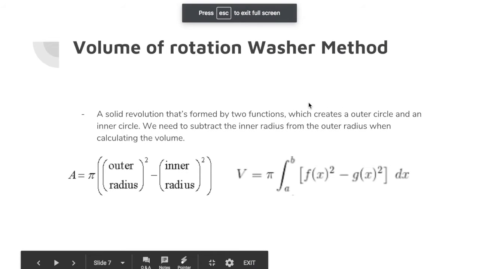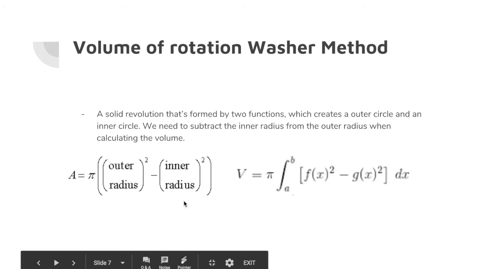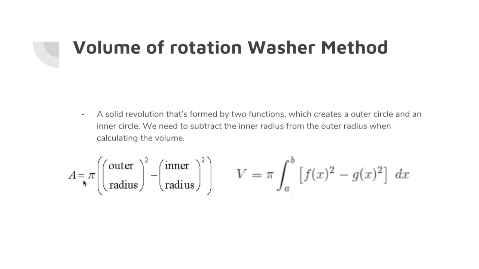the final formula. Volume of rotation washer method: a solid of revolution that's formed by two functions, which creates an outer circle and an inner circle. We need to subtract the inner radius from the outer radius when calculating the volume. This is the area equation for the washer disk. And if we want to find the volume, just plug into the integral equation and get the final formula.